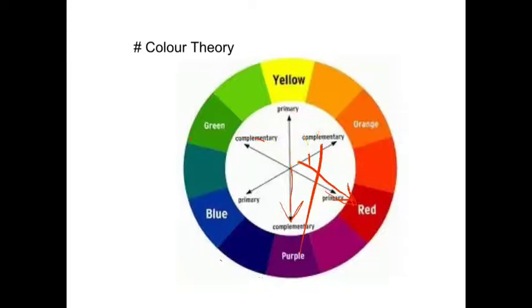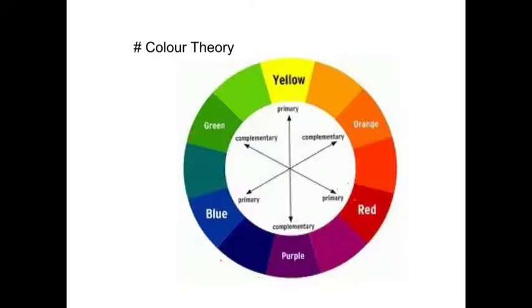So there are also tertiary colours, but we don't really need to deal with those. That's basically this yellowy green here, and this yellowy orange, and the reddy orange, etc. Right. So what you need to remember is primary colours, yellow, red, and blue, and complementary colours, or secondary colours, green, orange, and purple. And that's basically it.